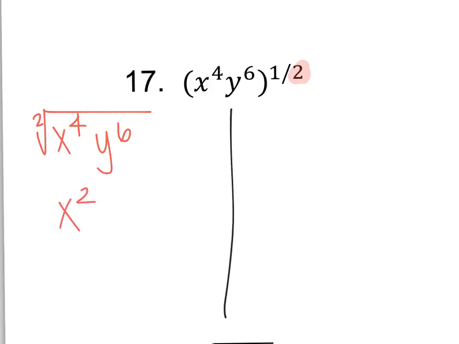And then I have y to the 6th, and I'm square rooting that. So there's 6 y's. How many groups of 2 would that be? 3. So I'll have y to the 3rd.